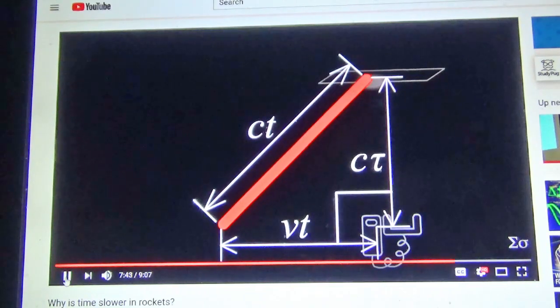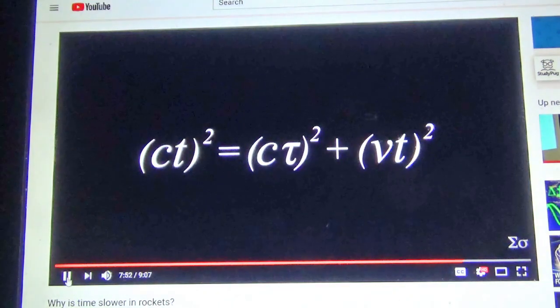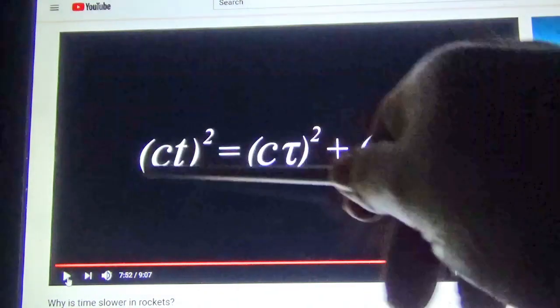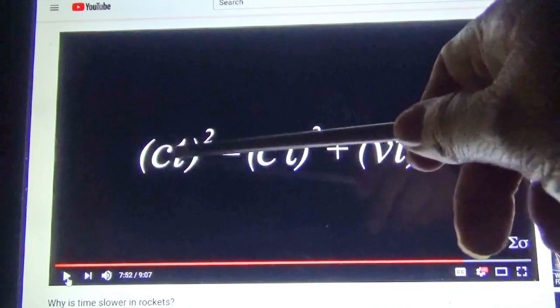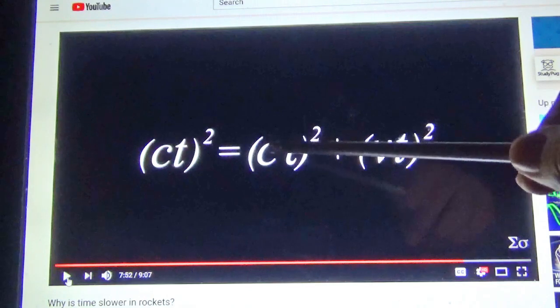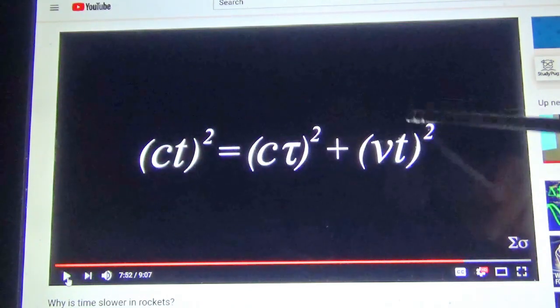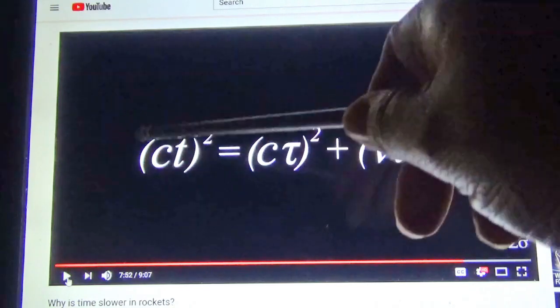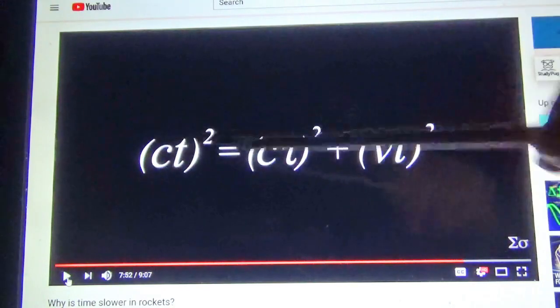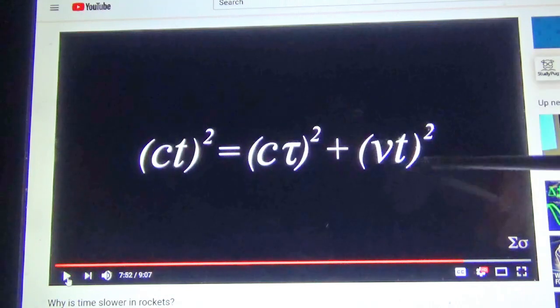This is just a right angle triangle we've got here. And so we can apply Pythagoras' theorem, which says that the hypotenuse squared is equal to the sum of the squares on the other two sides. I'm just going to accept that that's the sort of maths he's going to use for now. So ct squared is equal to... that's the hypotenuse, and those are the two other sides, c tau and v t. So the square of the hypotenuse equals the sum of the squares on the other two sides.